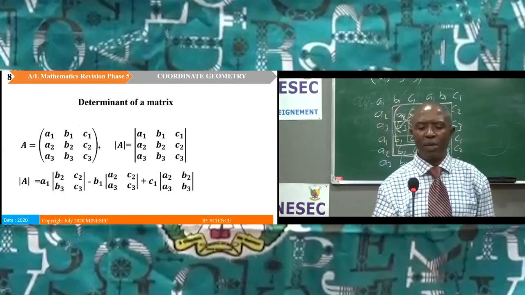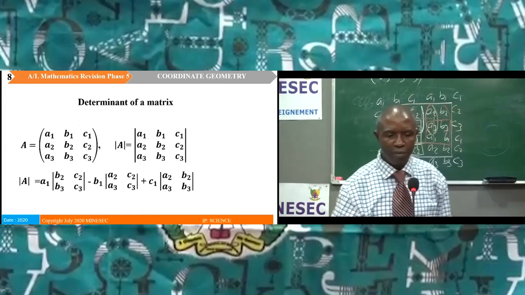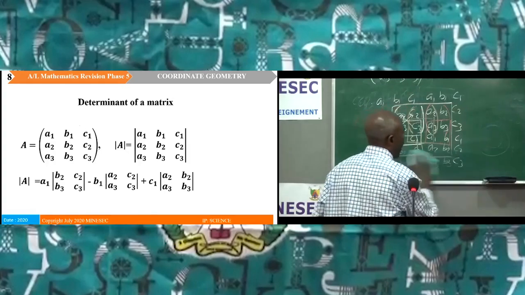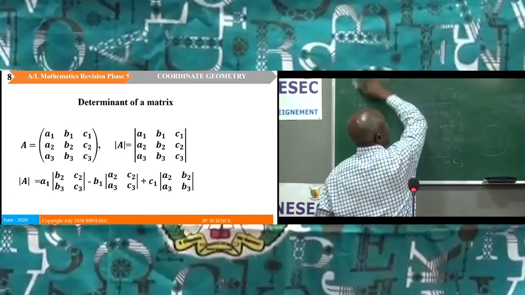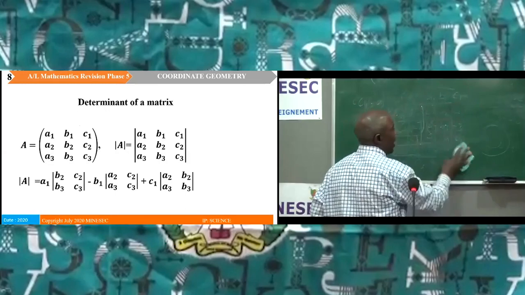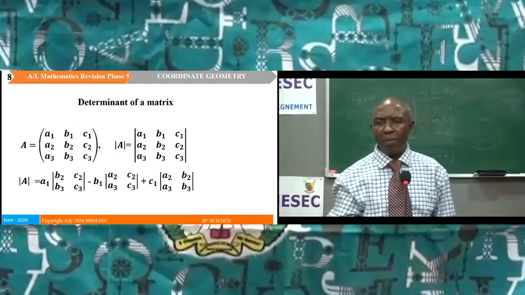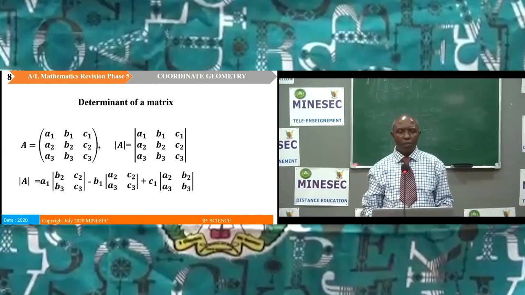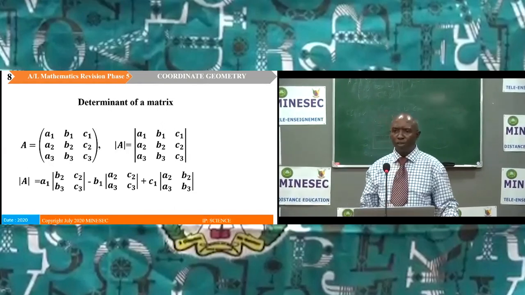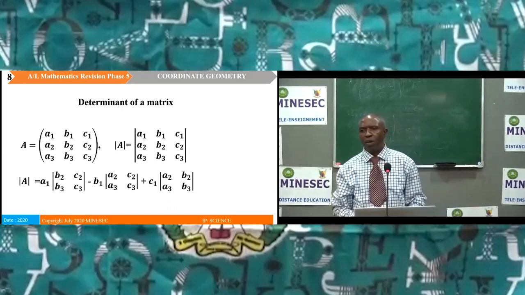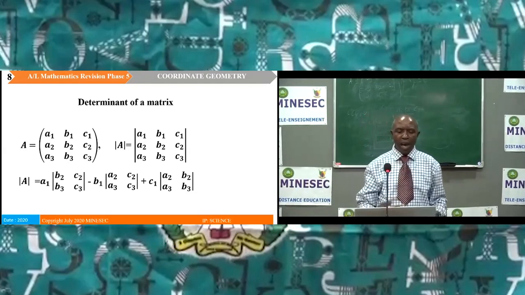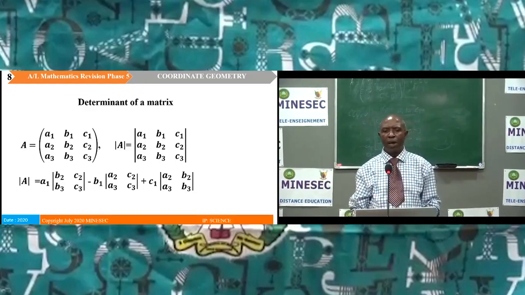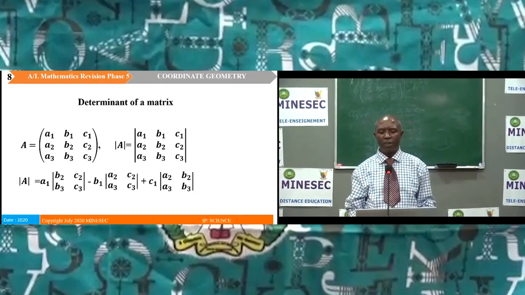Determinant of a 3x3 matrix. Care should be taken here, because as we are moving ahead, you will see the importance of knowing how to look for the determinant of a 3x3 matrix. You are going to use it in vectors to look for the cross product of two vectors. How do we look for the determinant of a 3x3 matrix?